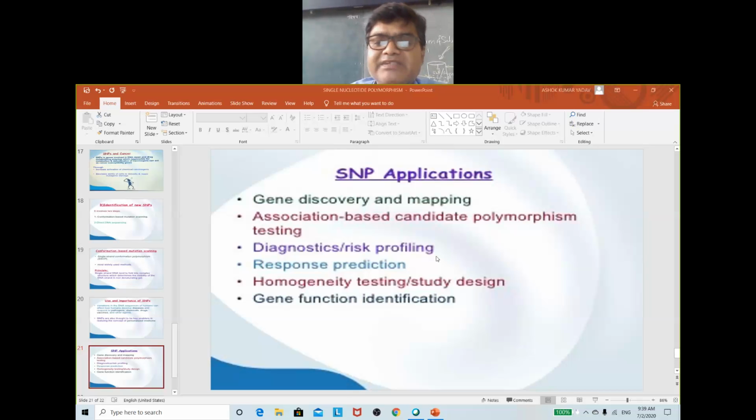So an SNP map is just a vertical bar diagram on a line, and that gives the doctor a clue for effective use of the particular dose of a particular medicine, and to predict the severity of the particular disease. Next, response prediction. I have already explained this. Response to particular drugs, and then homogeneity testing, study designing.